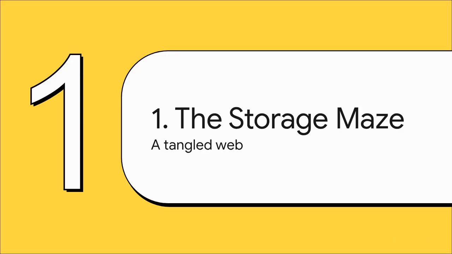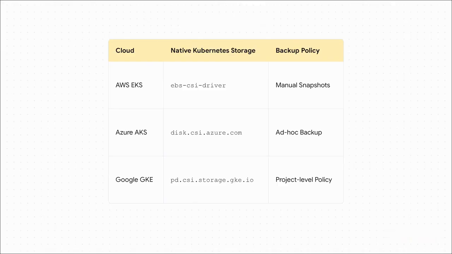Okay, first things first, let's really map out the problem. We're calling this the multi-cloud storage maze, and for a very good reason. It is a tangled, complicated web of inconsistency that just slows your teams down and creates a ton of operational friction. This table right here, it paints the picture of chaos perfectly.